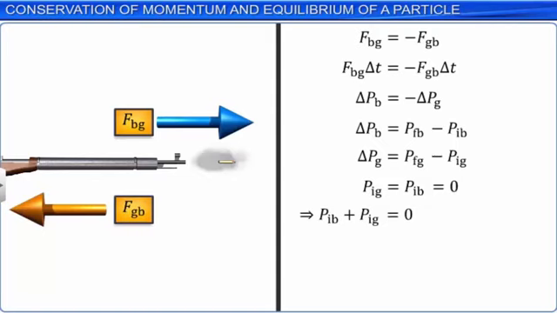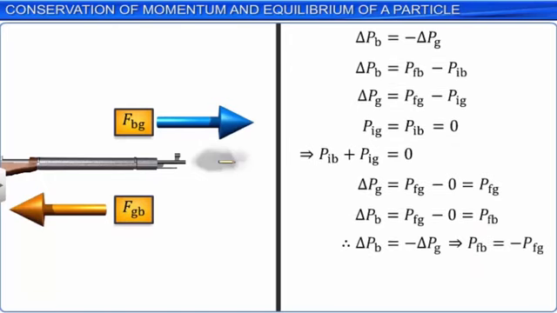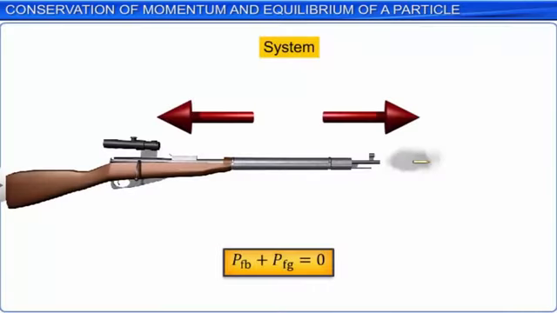As the initial momentum of the gun and the bullet is 0, the change in momentum of the bullet and the gun is equal to their final momentum, P_FG and P_FB respectively. Thus, the forward momentum of the bullet is numerically equal to the backward momentum of the gun, which is taken as negative. As the two momenta are numerically equal but opposite in sign, their algebraic sum is equal to 0. That is, the total momentum of the system is 0.